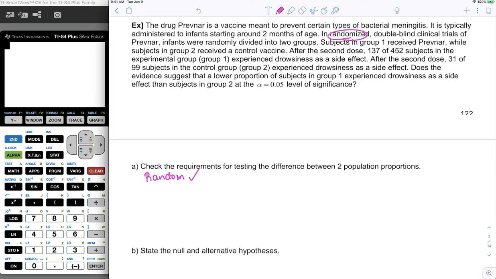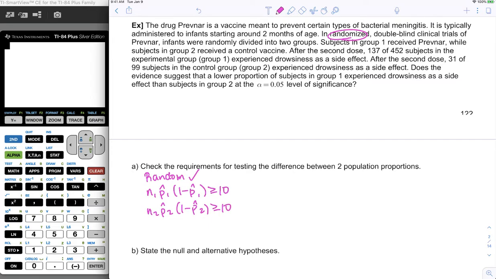The next requirement is that the sample size times the sample proportion times 1 minus the sample proportion is greater than or equal to 10. So let me write that down. This has to be true for both of the samples. In this chapter, we will always have two samples. So in order to check this requirement, we will have to compute the sample proportions for both of them.